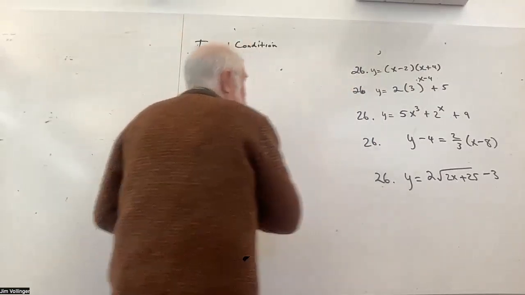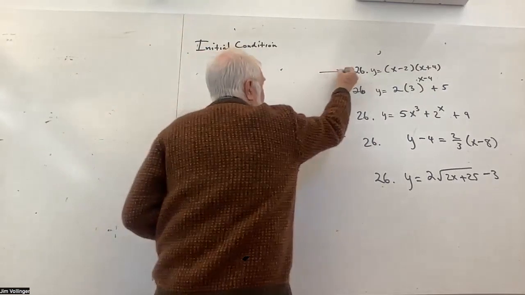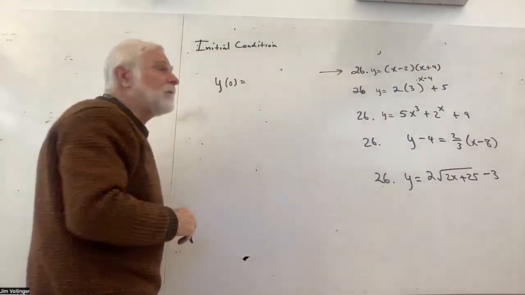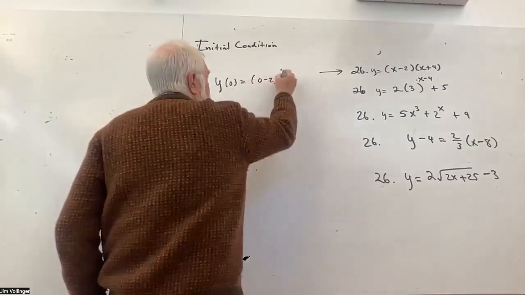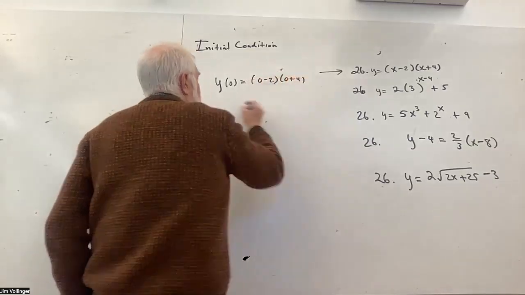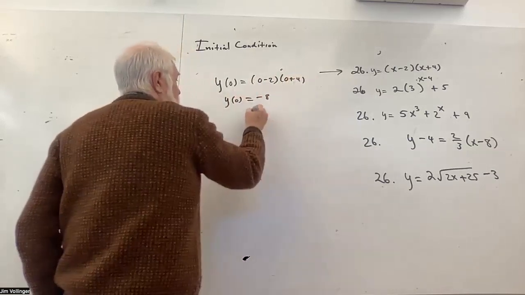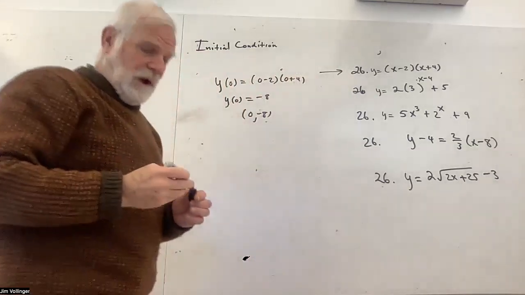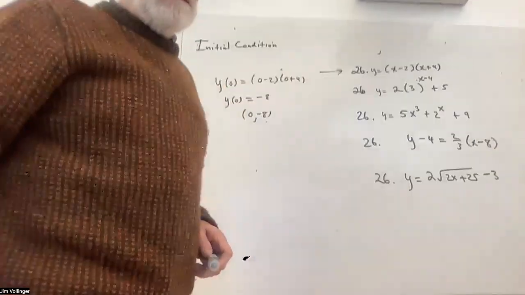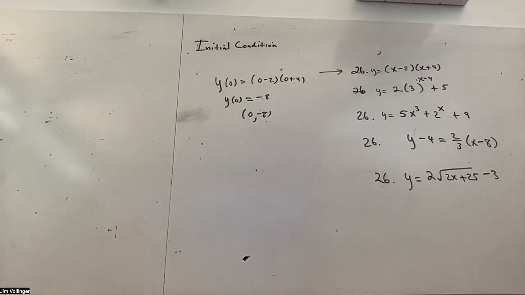So we've got a y. y of 0 is the first problem I'm doing. I plug in 0. I get 0 minus 2 times 0 plus 4. Sure looks like y of 0 is equal to negative 8. (0, negative 8) is on that graph, the y-intercept. Okay, so that's the first one.